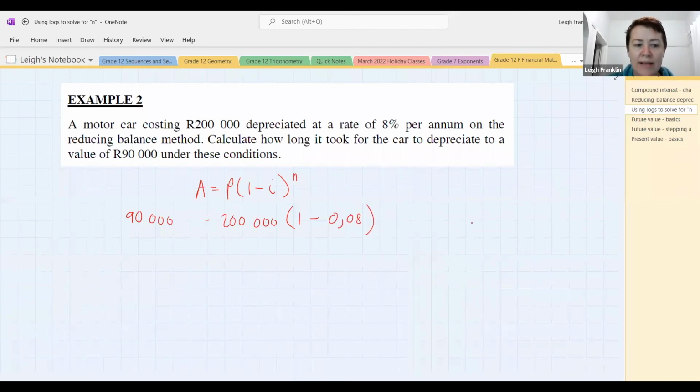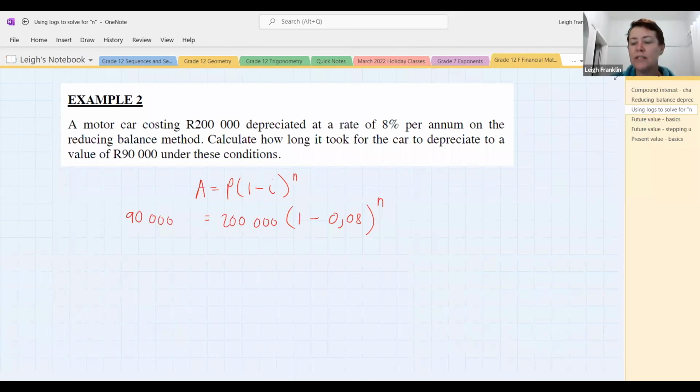0,08. Now, because it's reducing balance, it's compounded once a year always. It's not compounded more frequently than that. Otherwise, the things that we buy would be worth nothing very quickly. So thank goodness they don't depreciate on a compounded basis. Well, it is compound depreciation, but it's not compounded more than once a year. So now to the power of n.